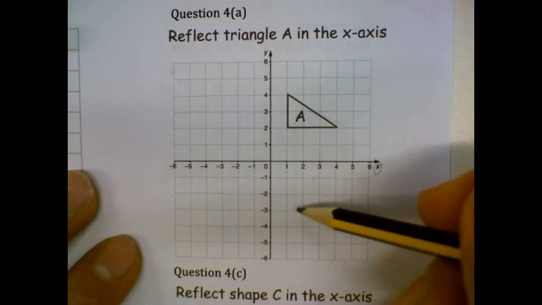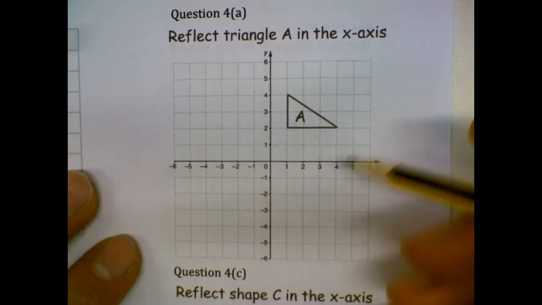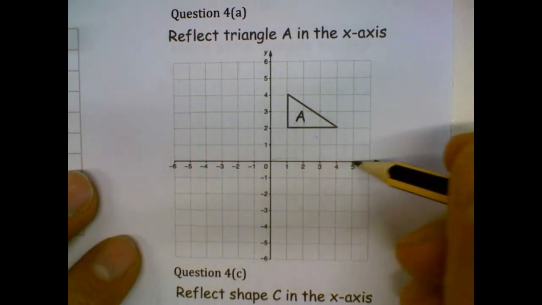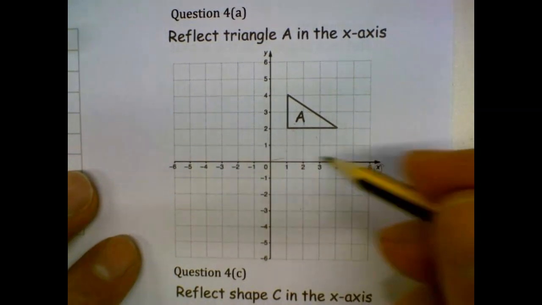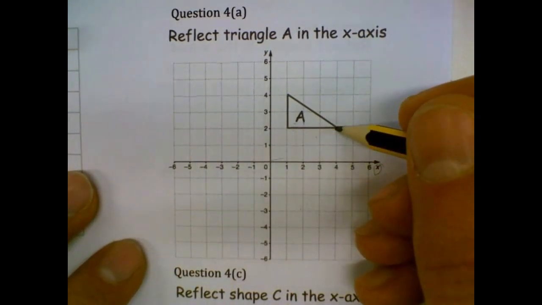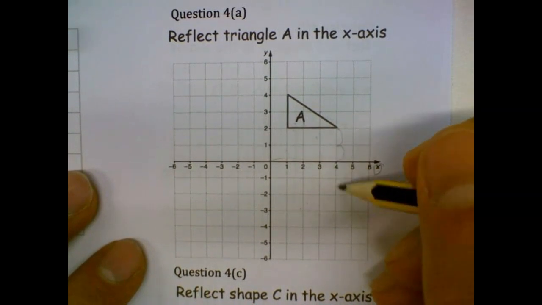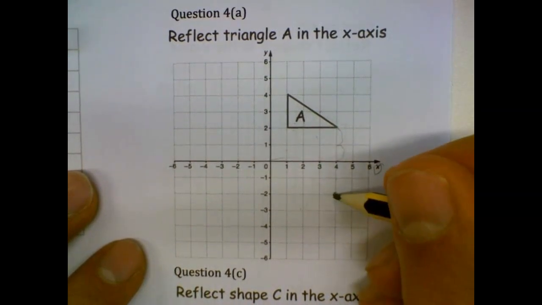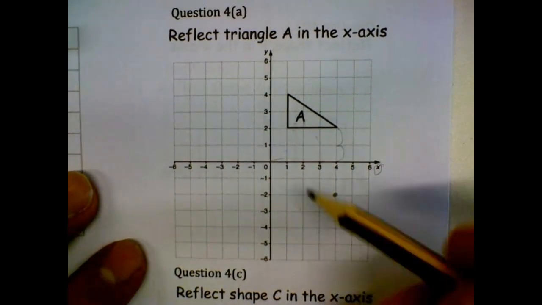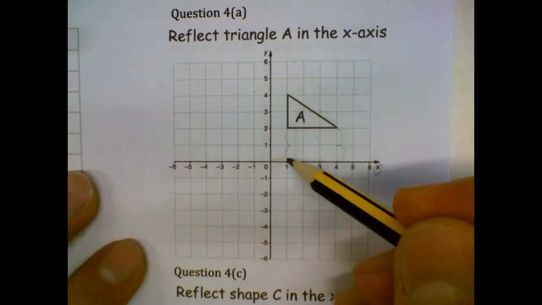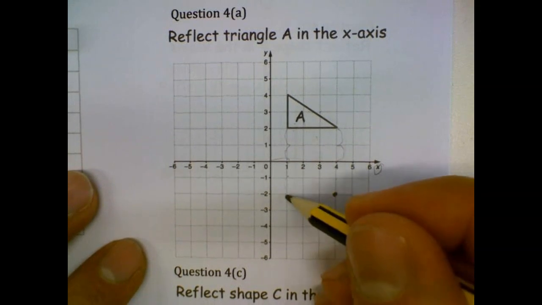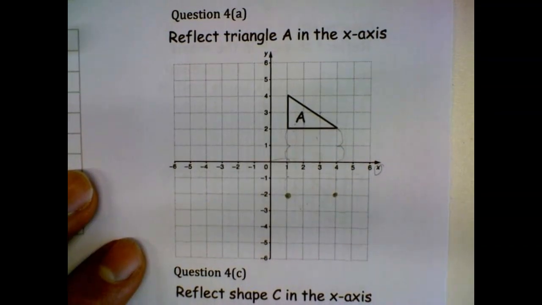So reflecting in the x-axis means that the shape is going to be reflected here. So this is my mirror line, if you like. The x-axis is my mirror line. So we do the same as what we've just been practicing. 2 away, so that's going to go down the bottom there. Now this one, 2 away is going to go down there.